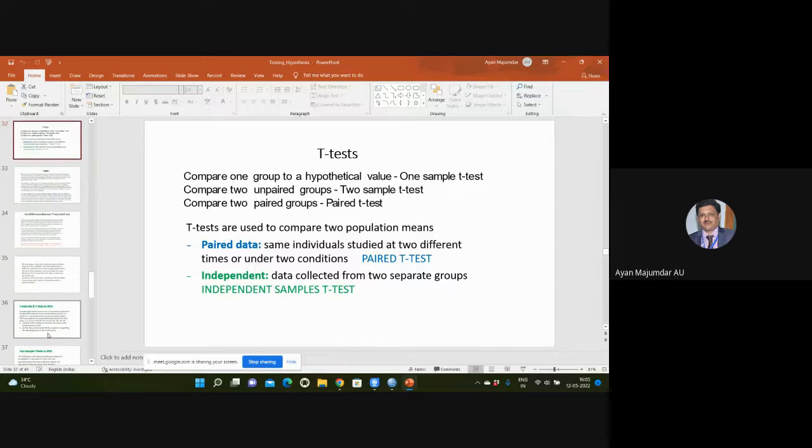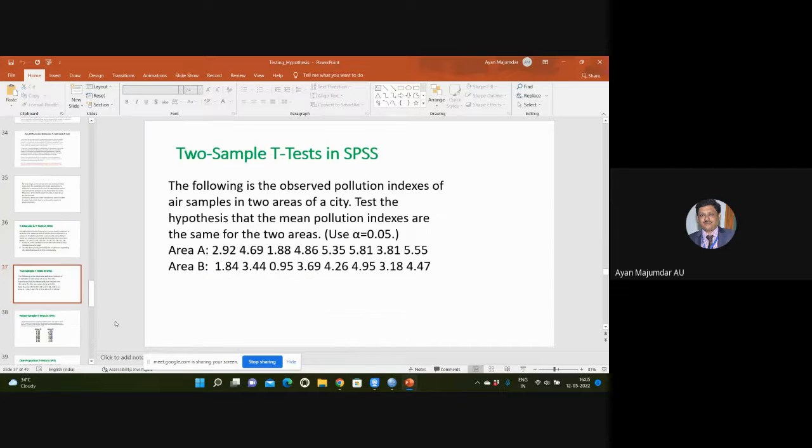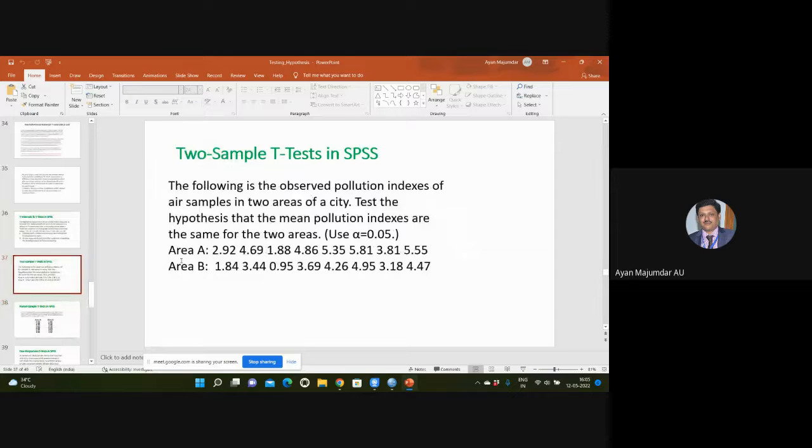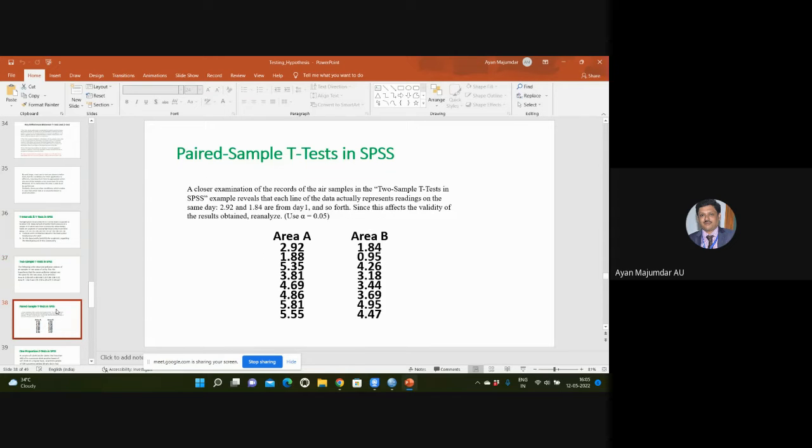The same example which we had taken just now, the pollution of area A and area B, can be translated into a paired t-test with some additional information. Say it is given for day 1, this is the pollution of area A and area B. For day 2, this is the pollution of area A and area B. So now it is becoming paired data.